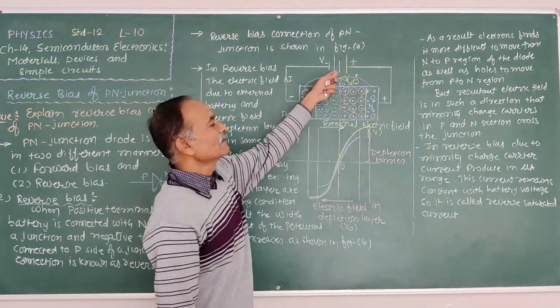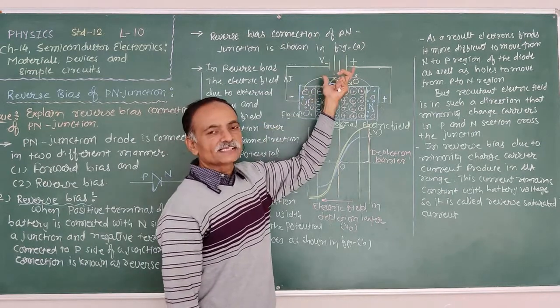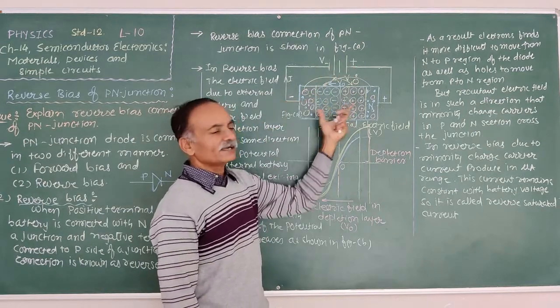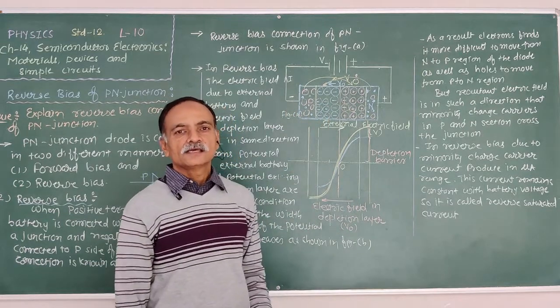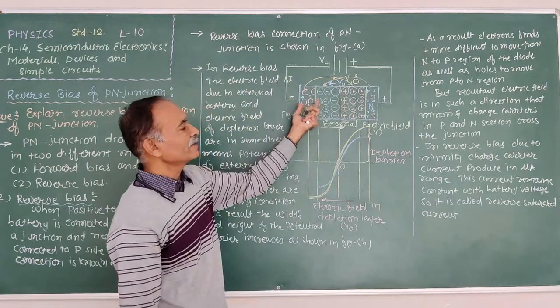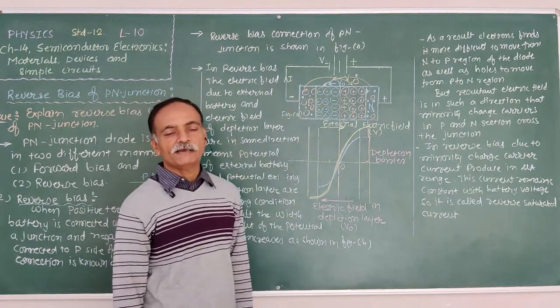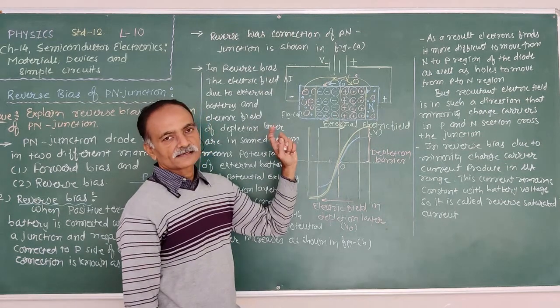As we increase the applied voltage, what happens? Here, the applied voltage increases, therefore the applied electric field increases in such a way that it pulls the electron out of the covalent bond. Therefore, a rapid increase takes place in the current.